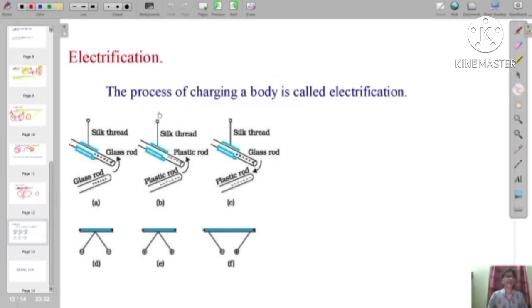So what is electrification? The process of charging a body is called electrification. Now we are going to study about what? Electrification. So what do you mean by electrification? The process of charging a body is called electrification. Any body charging, in a sense, either it is by rubbing or by friction or by conduction. There are many kinds of charging processes again.